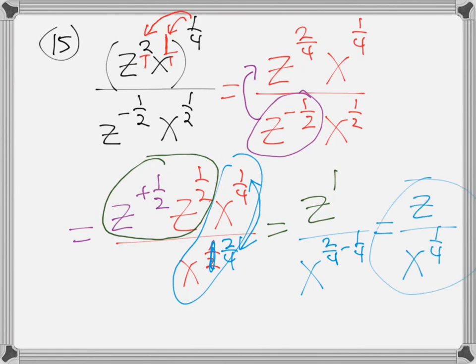So z. And you don't even need the 1 power in the top anymore. It's understood to be there. Z over x to the 1/4. So a few steps in that. Is that okay? Is that making sense?